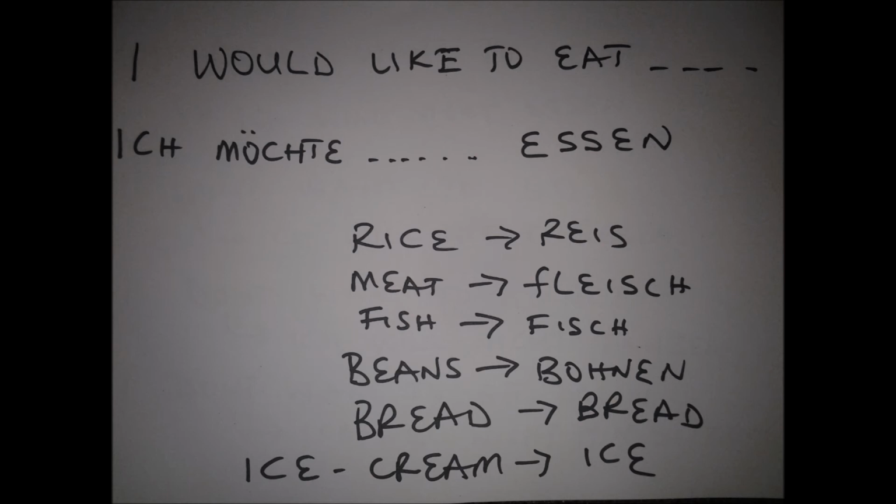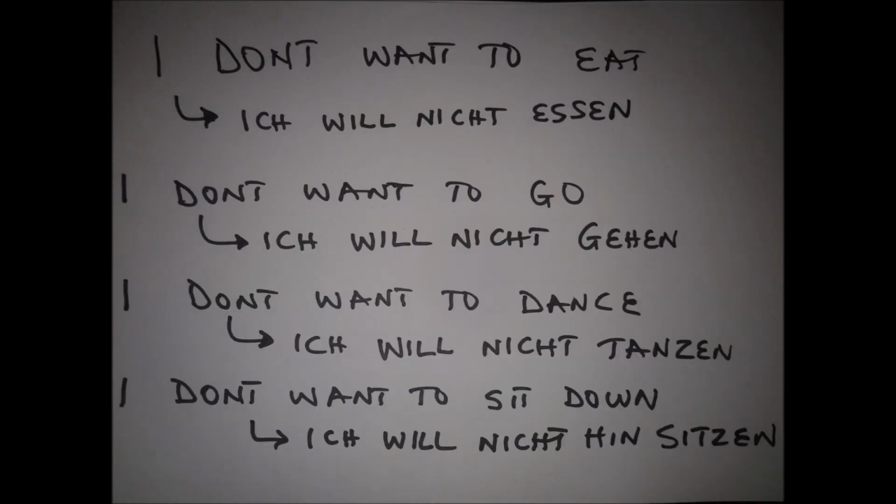I would like to eat meat. Ich möchte Fleisch essen. I would like to eat fish. Ich möchte Fisch essen. I would like to eat beans. Ich möchte Bohnen essen. I would like to eat bread. Ich möchte Brot essen. I would like to eat ice cream. Ich möchte Eis essen. So rice is rice. Meat is Fleisch. Fish is Fisch. Beans is Bohnen. Bread is Brot. Ice is Eis, but it's a different spelling. So, ich möchte rice essen. Ich möchte Fisch essen. That's how you say it.